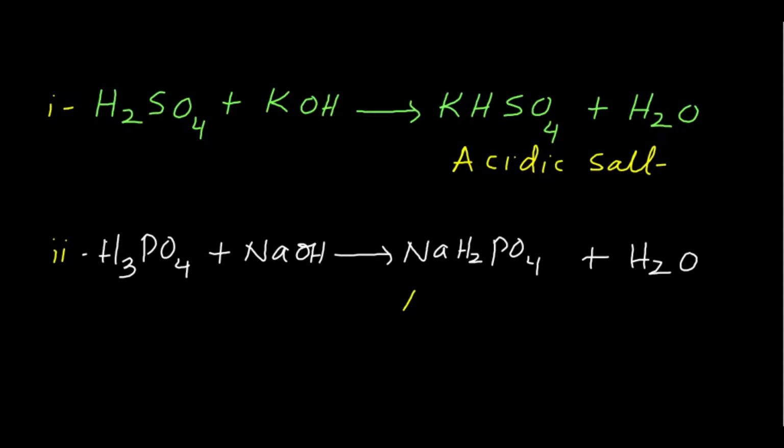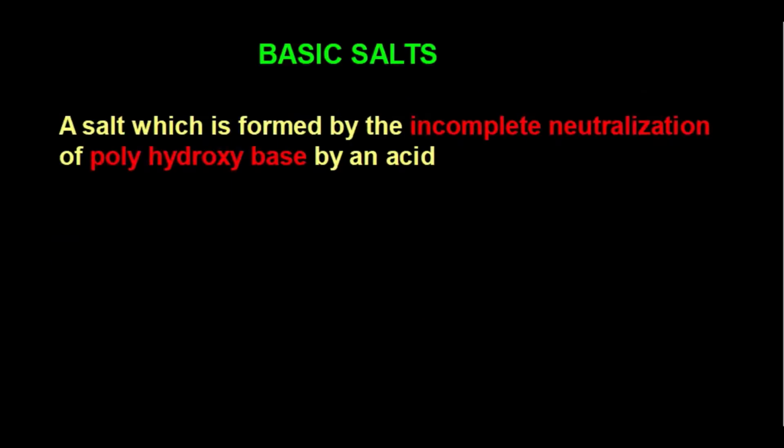Since this salt is formed by the partial replacement of hydrogen ion of phosphoric acid with sodium hydroxide. So what is the nature of this salt? This salt is also acidic salt. Now we will see the next type of salt. Next type of salt is known as a basic salt.